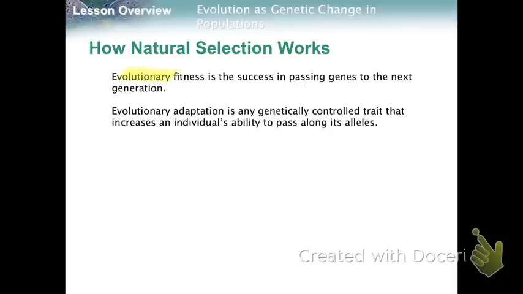Remember that we've been talking about the word fitness, that it's the success in passing genes to the next generation. And then we've also talked about adaptation, that makes an organism suited to its environment and increases that individual's ability to pass along its alleles to the next generation.